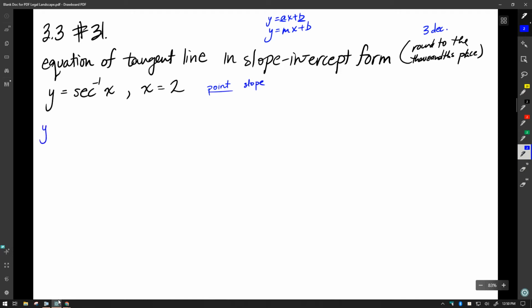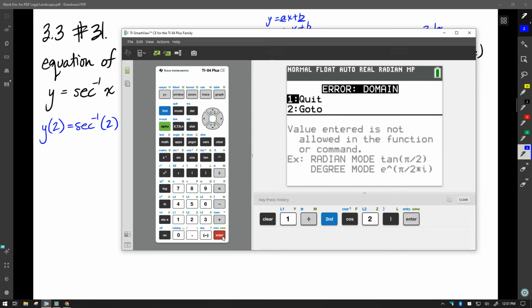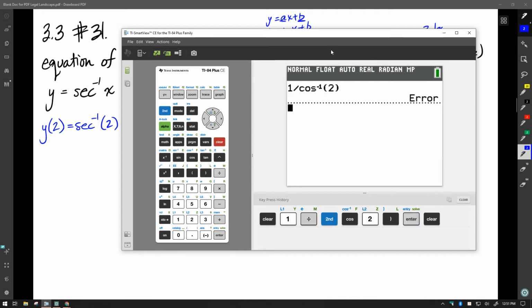So we need to figure out the y value where x is 2 on the inverse secant function. So let's go to the calculator and see what we can do. And we probably run into the first problem here. There's no inverse secant button, and 1 over the inverse cosine is not actually equivalent to the inverse secant. This should give us an error. Yeah, it does. So that's not the same thing.